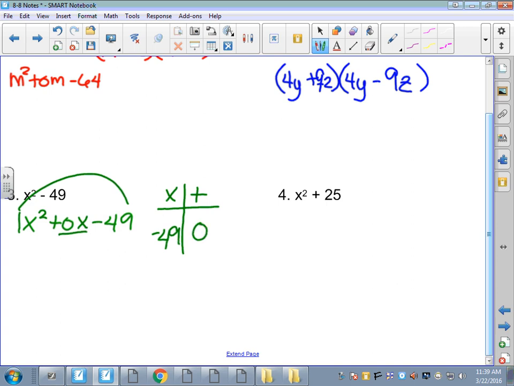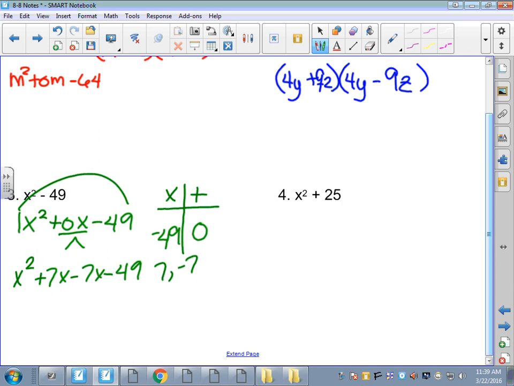So to get a product of negative 49, I have to have one positive and one negative. This would already be in your product sum chart. And then to add to give me 0, you're going to have a 7 and a negative 7. So you can go ahead and show the work if you like. First term, x squared, plus 7x minus 7x minus 49.